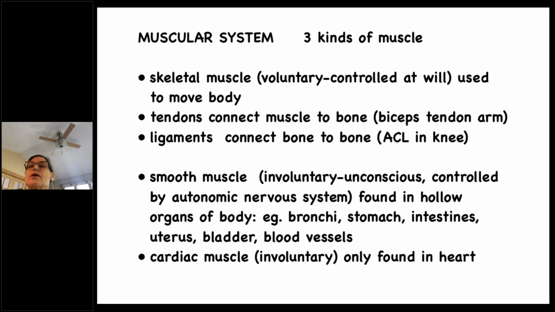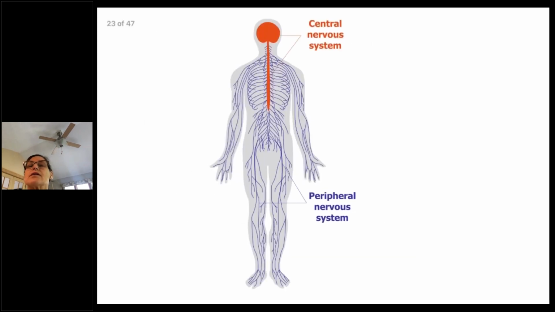Okay, what controls all this movement and controls all the functions of the body, of all the systems? It's the nervous system. The central nervous system, which is shown here in red, is a rough picture of the brain and spinal cord. And that controls the peripheral nervous system, which is the nerves that are everywhere else in the body. The little blue lines.